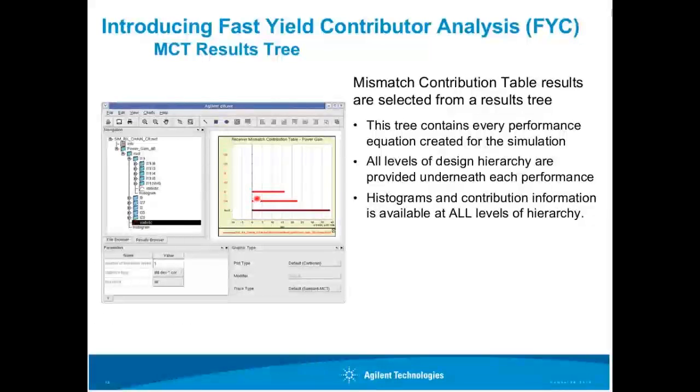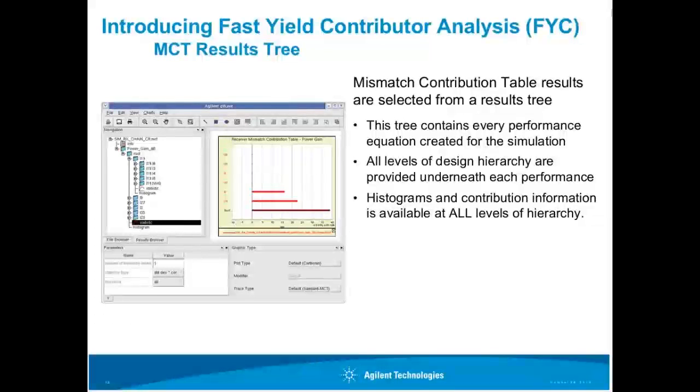Now I can go into I19 and I can do the same thing, and I can work my way down through the hierarchy, and I can find the exact devices which have the most mismatch impact on my result. It's a very powerful tool to be able to quickly pinpoint where this variation is coming from.